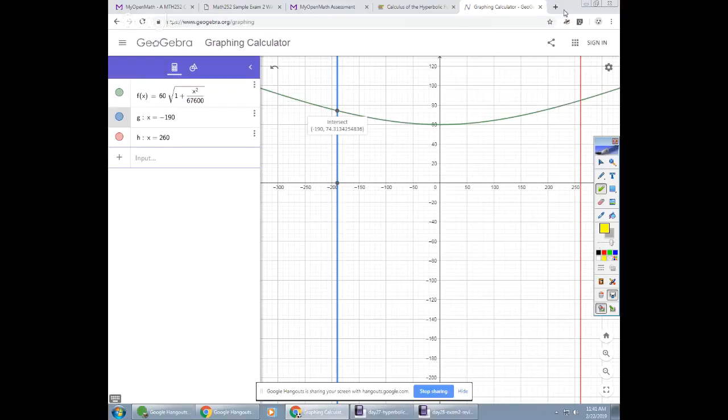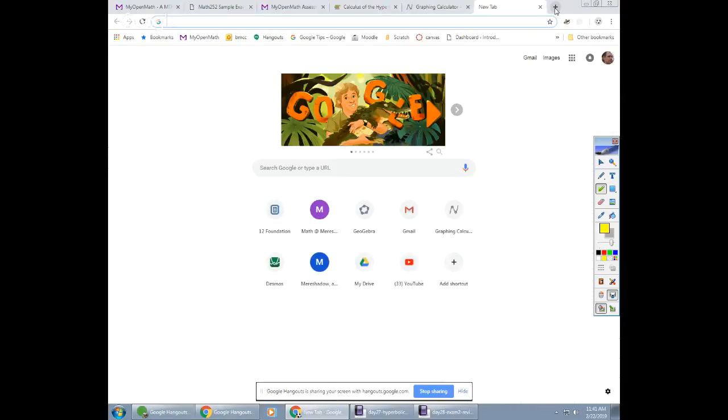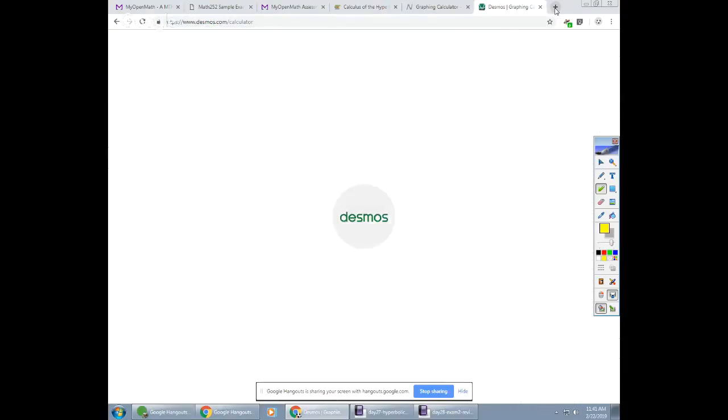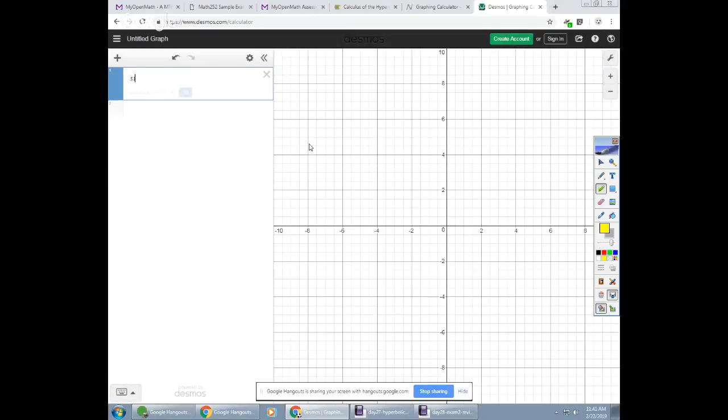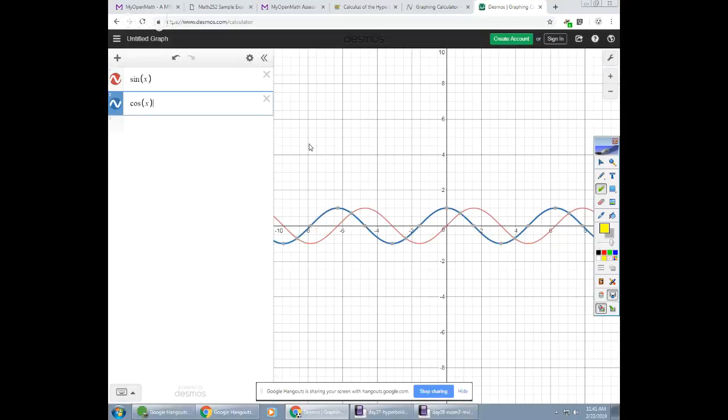I haven't used Desmos in a while. Let's try Desmos today. All right, so I want to see the sine of x. Let's see the cosine of x. And then I'm going from x equals 0, so that's the y-axis, that's okay. And then the other one is 5 pi over 4, I believe. 5 pi over 4.